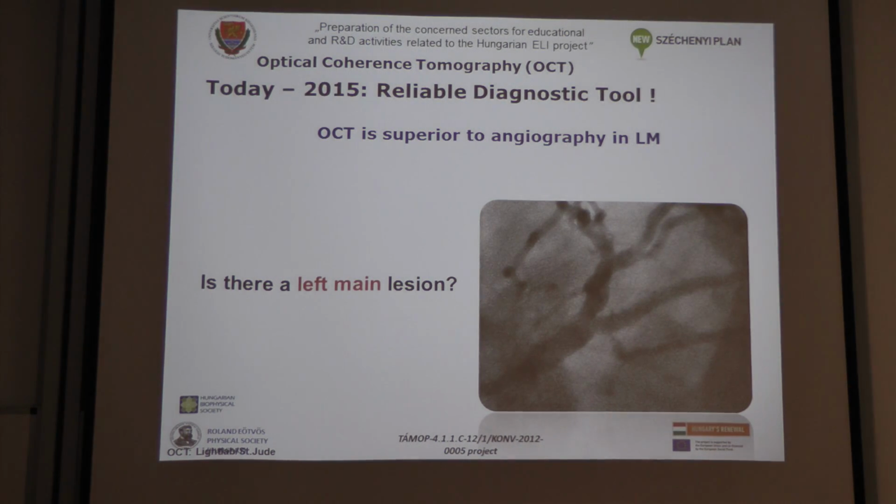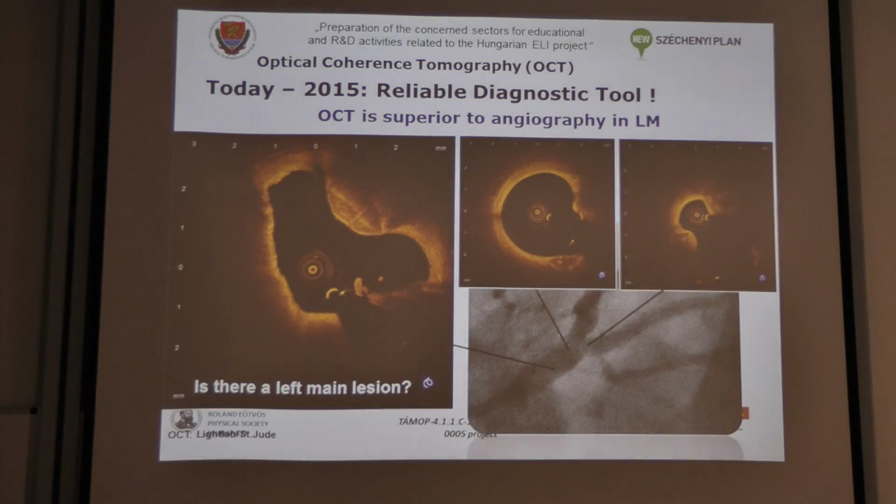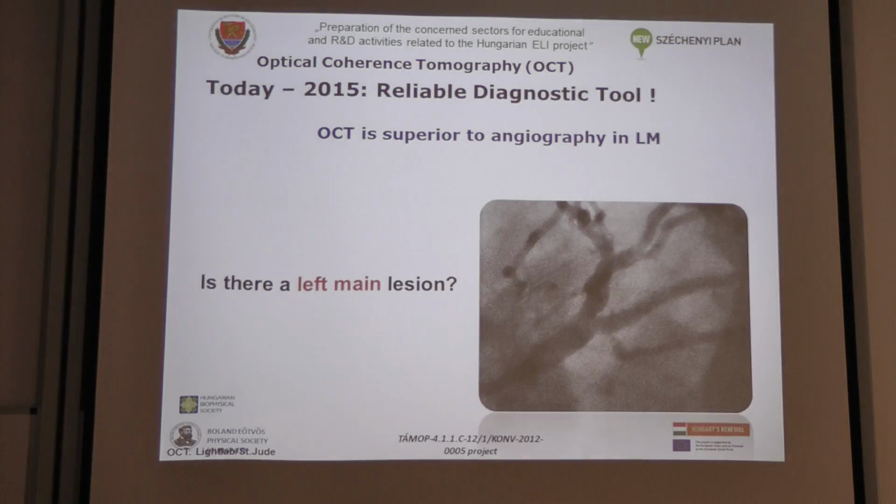So the estimation, the complete measurement of a stenosis, sometimes it's almost impossible with the traditional angiography. So this is left main. This is the very proximal part of the left coronary artery.